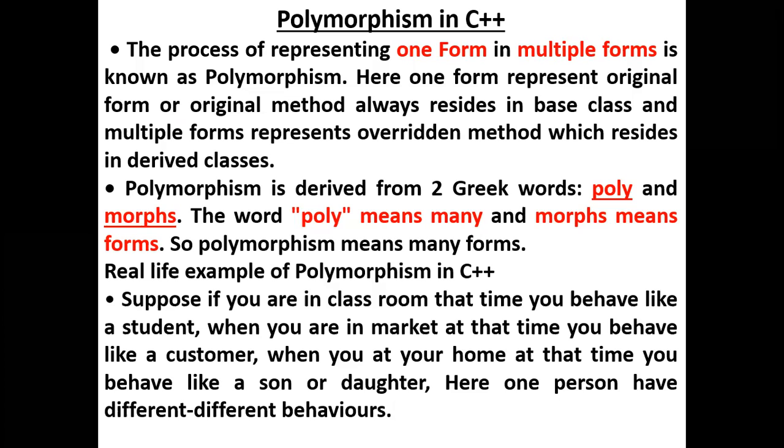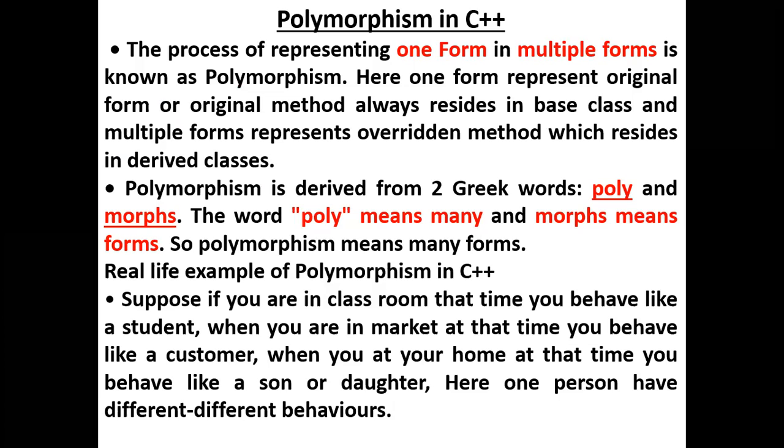Now polymorphism is a Greek word. Poly and morphs. Poly means many, morphs means forms, means many forms. In a real life example, you can see it.